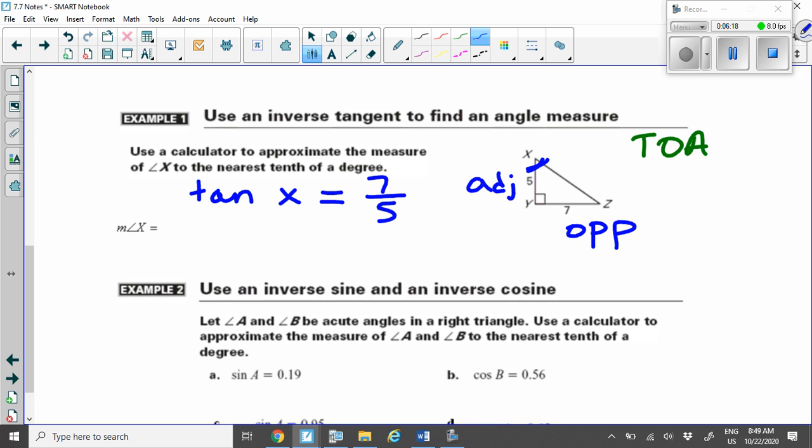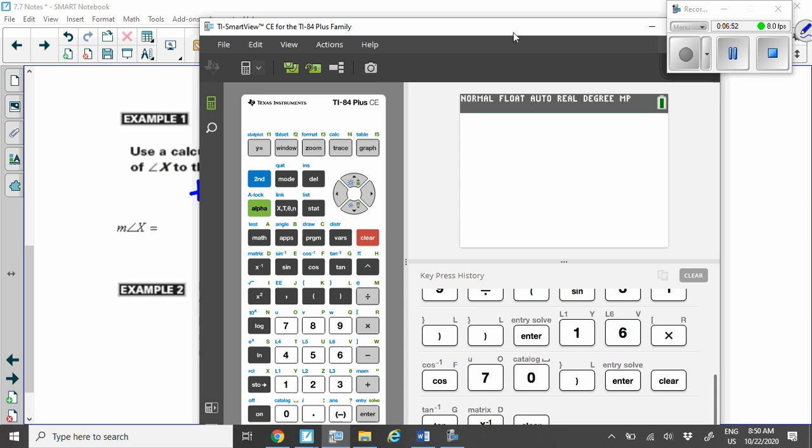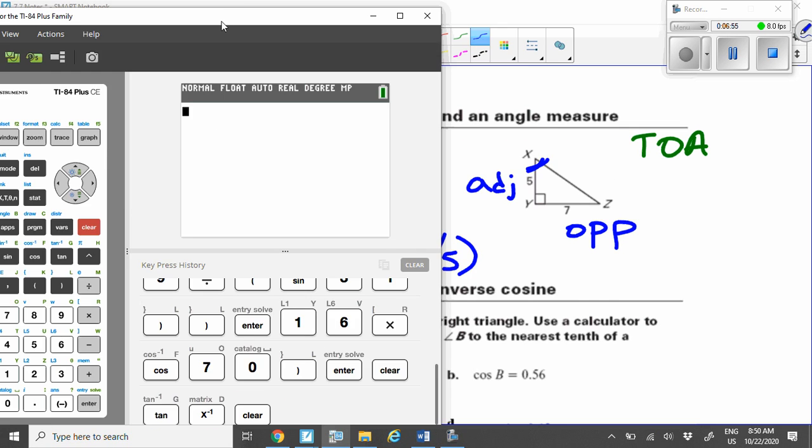Now, in order to get x all by itself, I need to move tangent over to the other side. When I do that, it becomes the inverse. So I have tangent, I do that -1, and then I have 7/5. And notice I'm putting parentheses. Every single time, put parentheses around that value. So when I move that trig ratio to solve for the variable, it becomes the inverse. Now, we are going to plug this into our calculator. Okay, let's go ahead and do that.